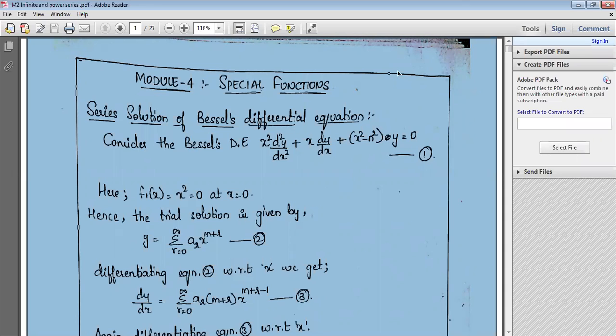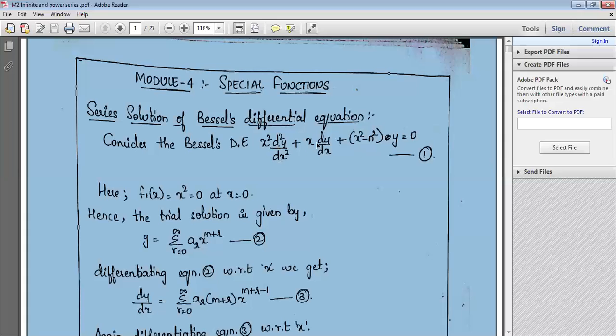So in the previous classes, I have explained how to find the convergence and divergence of infinite series. In this concept, we have two types of series: infinite series and power series. In this power series expansion, we have some different types of differential equations. The first type is the series solution of Bessel's differential equation, which is one of the standard differential equations called Bessel's equation.